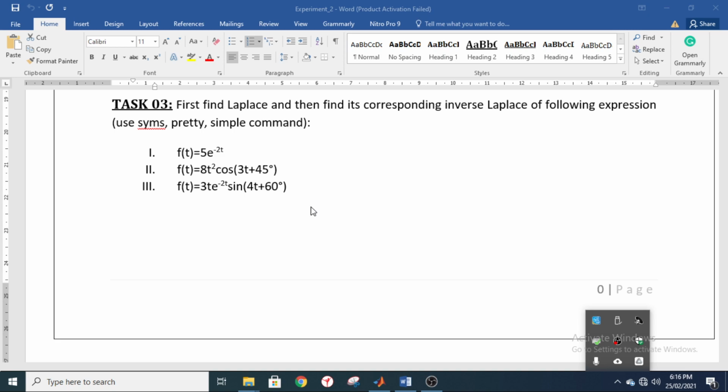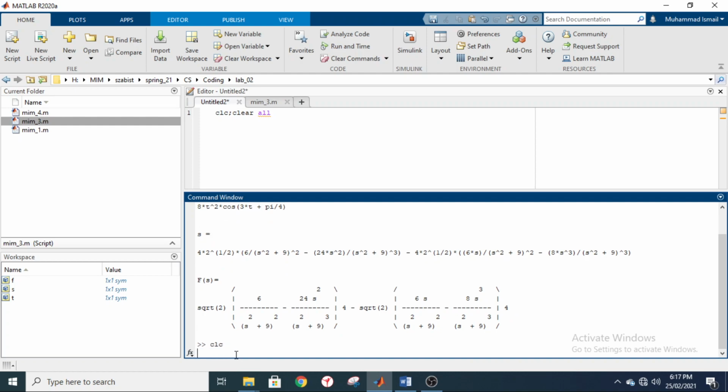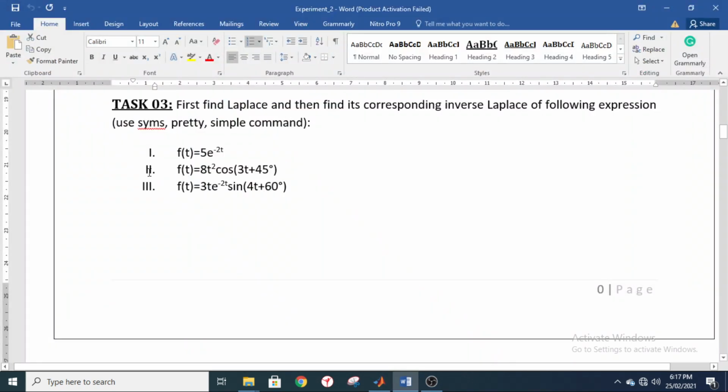So first of all, we will start with a new window, using this command to clear the screen and clear all. After that, let's start with equation number 2, because it is somewhat complex as compared to the first one, which is much simpler. And please remember this e is the exponential.